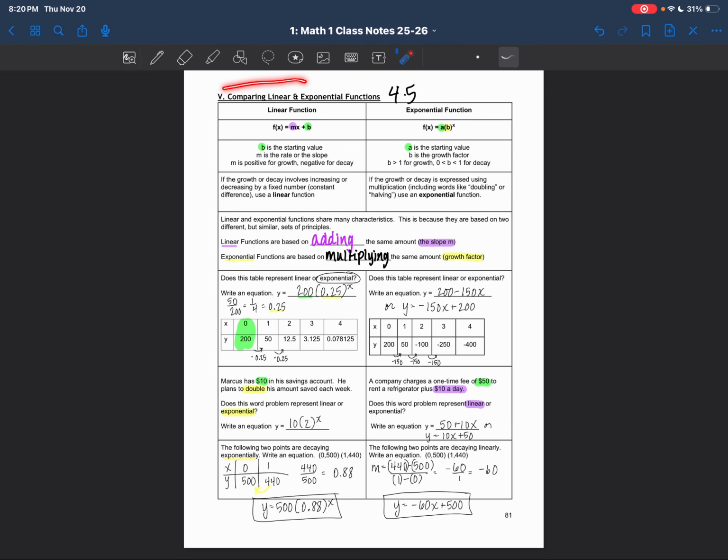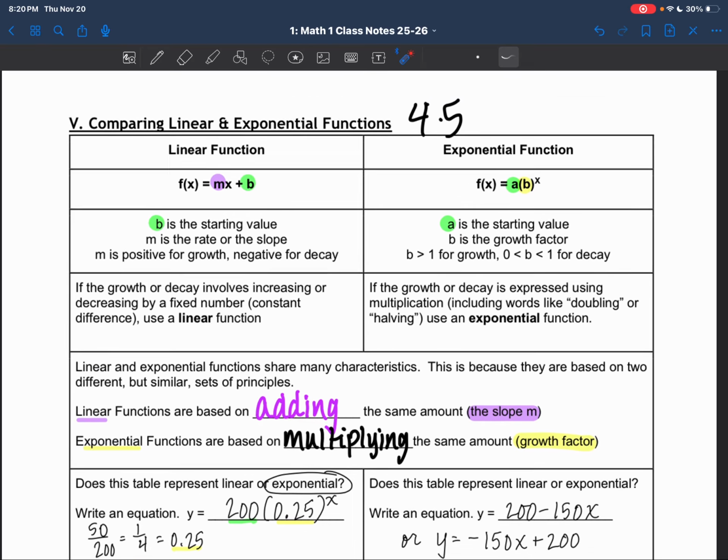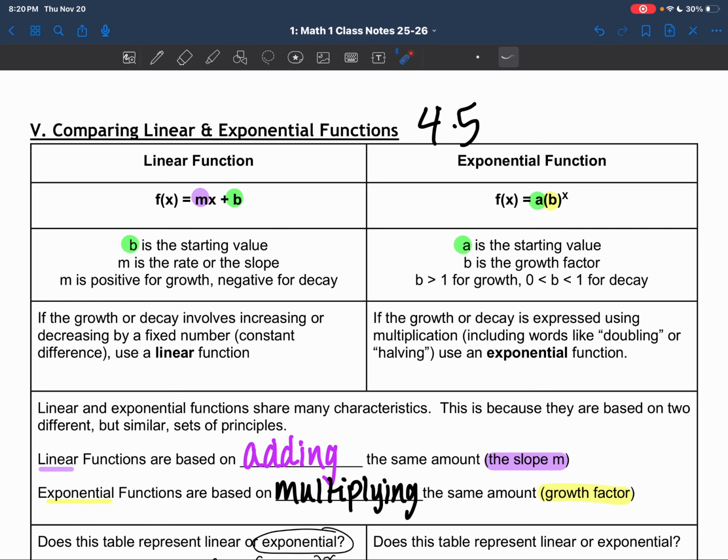All right, today what we're going to talk about is comparing linear and exponential functions. So let's go ahead and review both of them. For your linear functions, that's your y equals mx plus b, or f of x equals mx plus b.